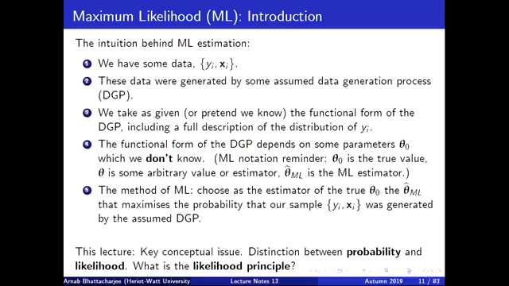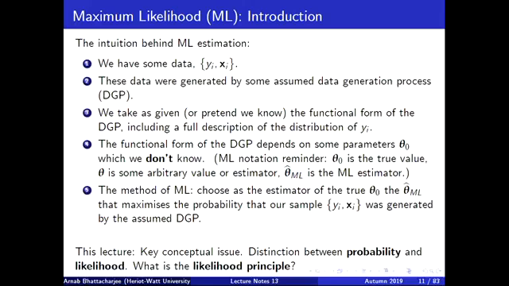Here we are going to talk about quite a different estimation principle, or principle of inference, and that is quite dramatically different. So what are we saying? We have some data, y_i, x_i. At the moment, we are very general about what our true model is. These data are generated by some assumed data generating process, and we know that data generating process, or we have assumed that data generating process.